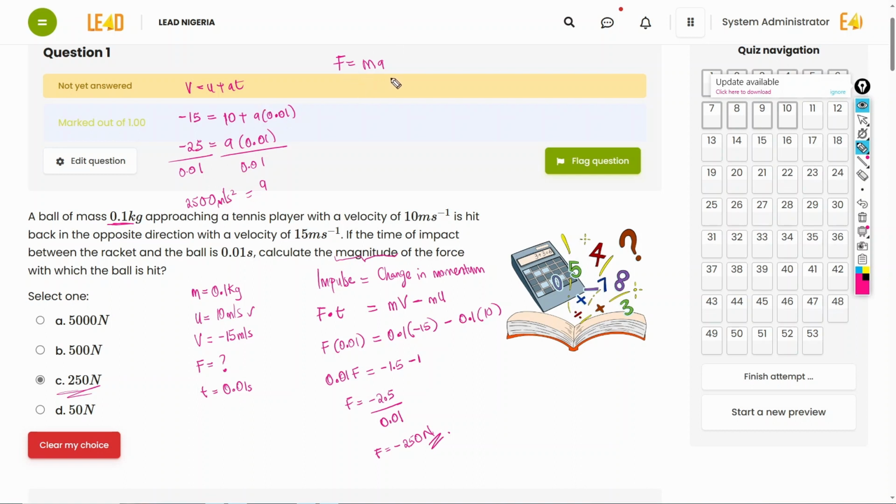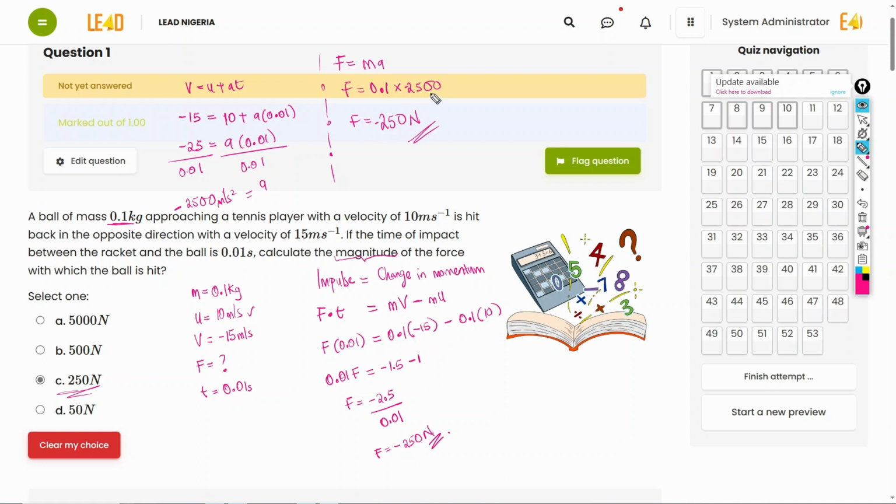So that I can come here now and plug in, right? So just use your F is equal to ma formula. That will be F is equal to 0.1, which is the mass, times minus 2500. So F would be equal to minus 250 newtons. So either way you get the same answer.